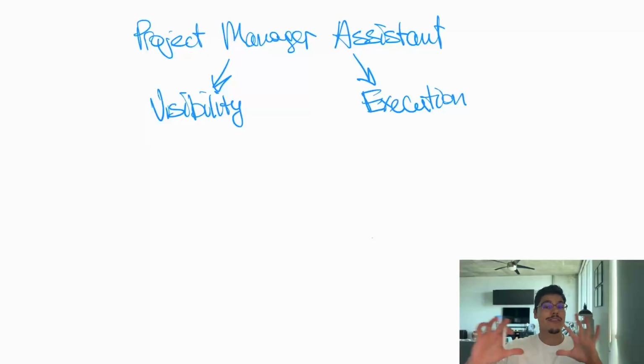Again, this is not everything project managers do, right? If you read the project management body of knowledge book, it has hundreds, maybe close to 1,000 different things project managers do. So this is just a simplified version that we're going to be focusing on today.